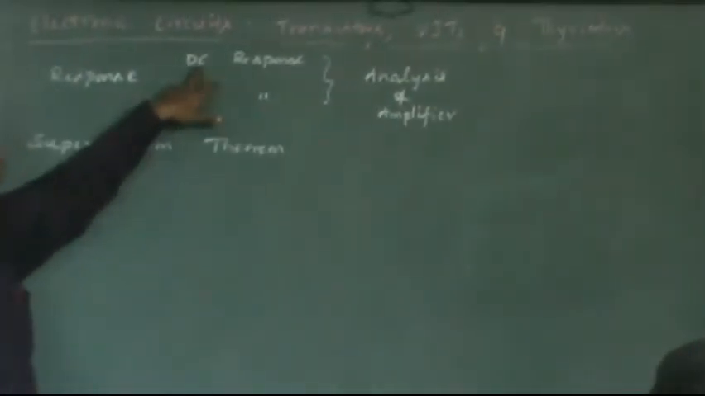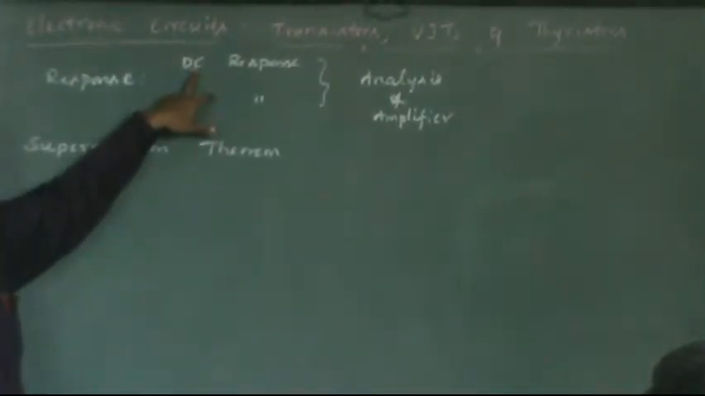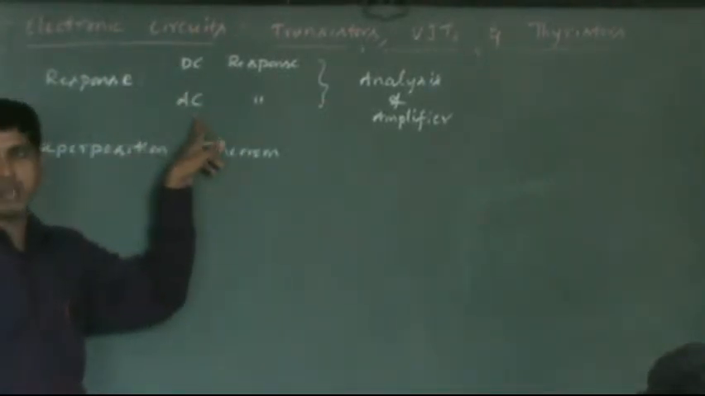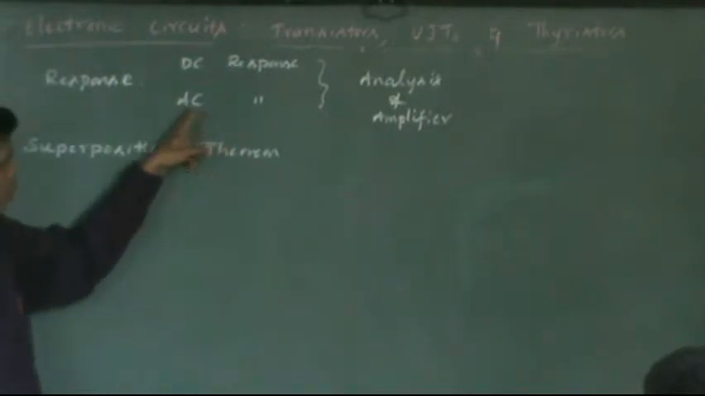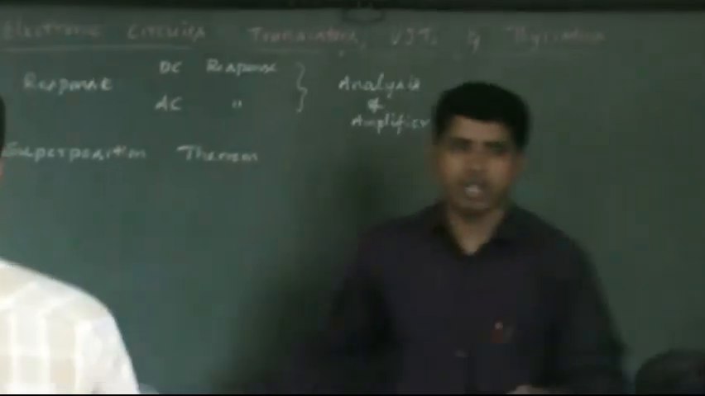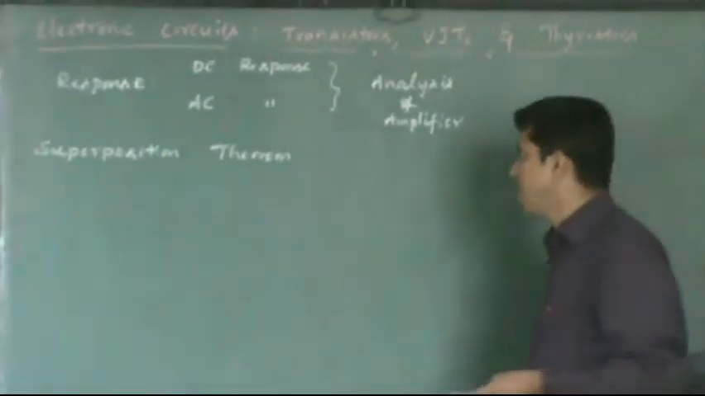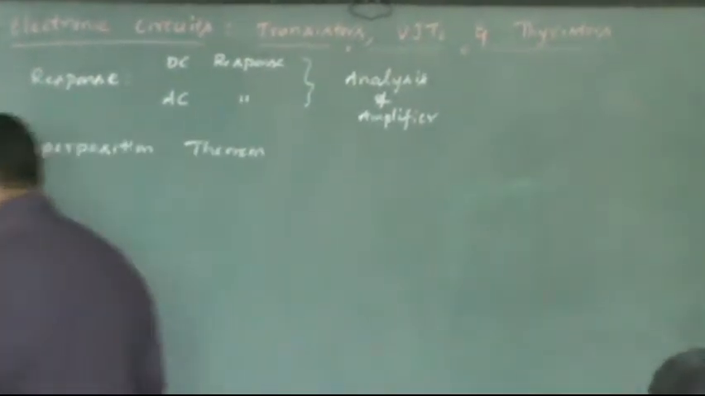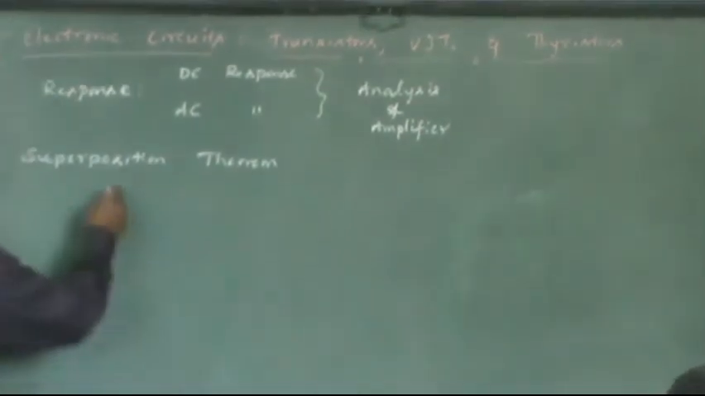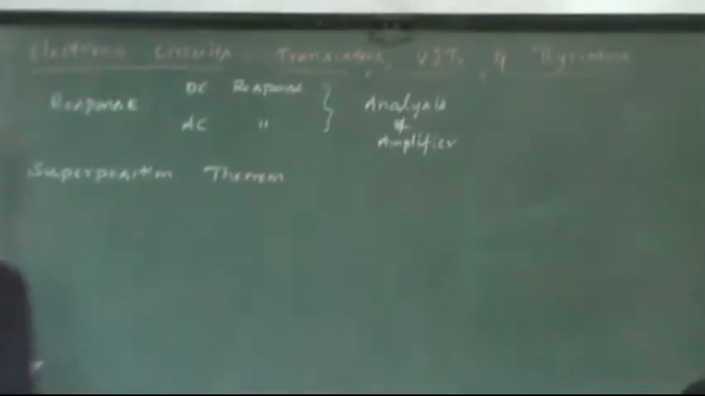Say for example, if you have an amplifier circuit, just apply the DC response for the amplifier circuit. Then later on you apply the AC response for the amplifier circuit. Together you apply the superposition theorem. So DC response and AC response should be analyzed separately. So you understand this? You cannot analyze simultaneously. Okay, that's one big thing. So we will discuss these responses one by one.